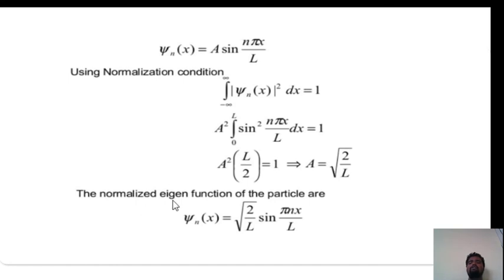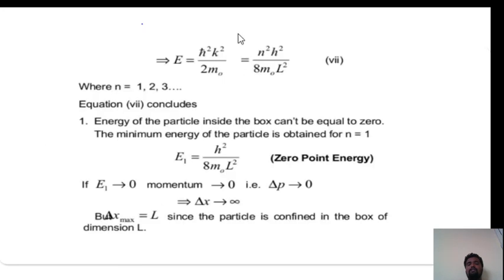Then the normalized eigenfunction of a particle is given by psi n of x is equal to root 2 by L sin (n pi by L) x. This is the expression for the wave function for a particle trapped in a one dimensional box. And this E is the expression for energy of a particle trapped in a one dimensional box.